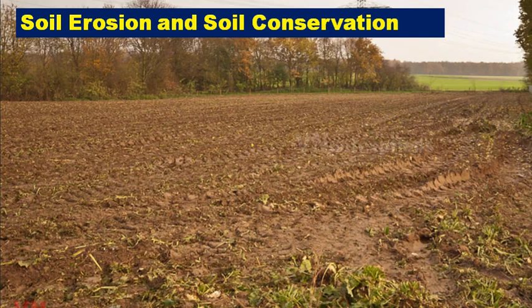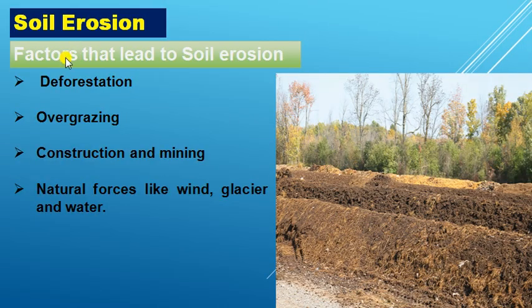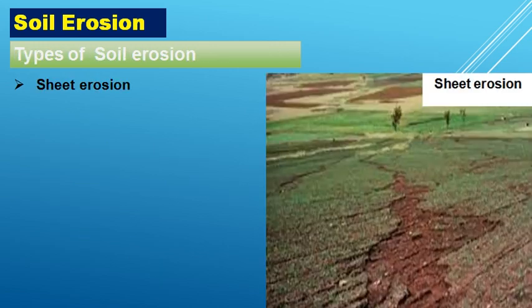But sometimes this balance is disturbed, mainly because of human activities. It can be because of using excess amount of chemical fertilizers. We have also seen deforestation, overgrazing, mining. So different reasons for soil erosion. So the factors that lead to soil erosion are: one is deforestation, overgrazing, construction and mining, and natural forces like wind, glacier and water. And we have already studied all.